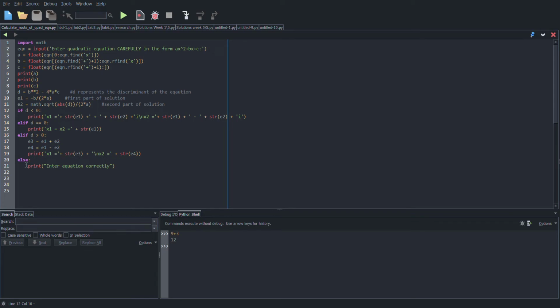And then if all of this up here did not happen, then print enter equation correctly. So Python will prompt you to enter the equation correctly if you made an error and all of these three scenarios did not happen. This is just like a safety feature, to tell you that something has happened and you should write out the equation correctly. So I'll go ahead and run this program and test it out.